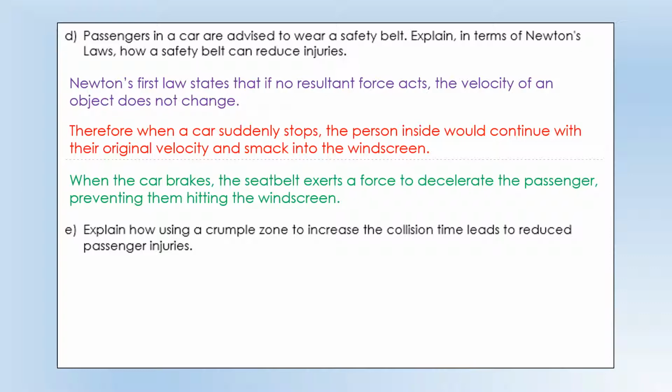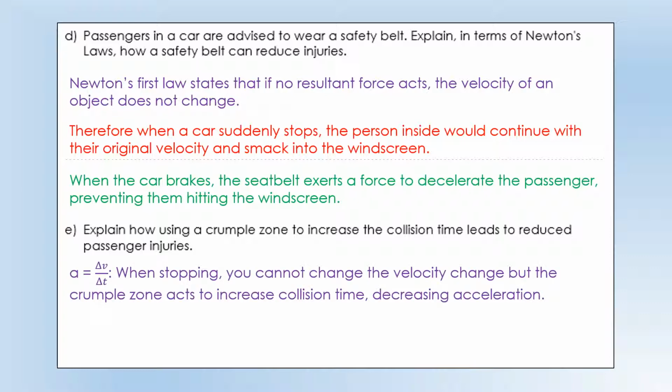So explain how using a crumple zone to increase collision time leads to reduced passenger injuries. Okay, so acceleration is rate of change of velocity. So let's say I'm travelling along at 10 meters per second and I need to stop. So I'm going to go to 0 meters per second. There's nothing I can do to decrease the change in velocity because that's determined by how fast I'm going. But what you can do is increase the time.